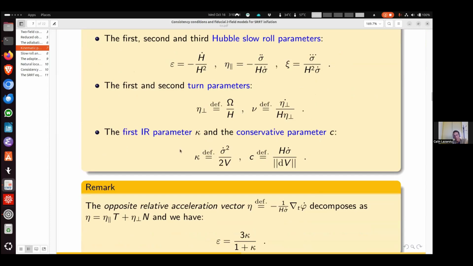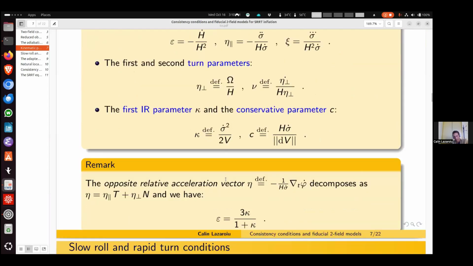And finally, you have the first infrared parameter, kappa. That's a terminology that comes from one of my older papers. It's not classical terminology in cosmology. And the conservative parameter, which was introduced for the first time in my paper with Lilia. They turn out to be useful for certain expansions, which I won't go into, but they will appear later.